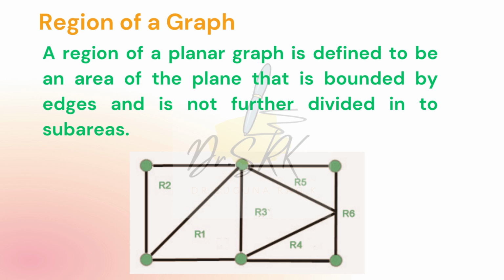And look at the another region here outside the graph, R6. It is also a region. Means it is the outer region. The outer area of this graph is also a region. Okay, that's why this graph has six regions. Five are inner regions of the planar graph, and one is the outer region of this planar graph.